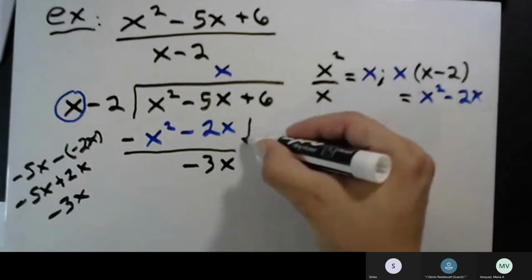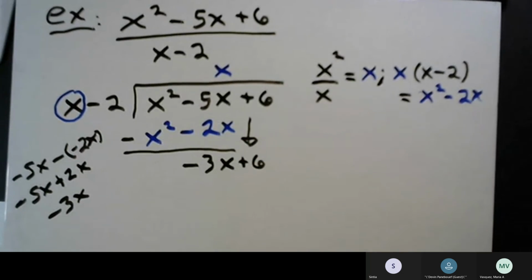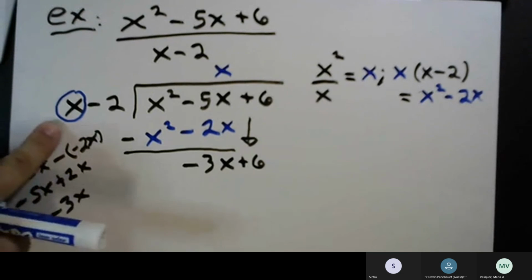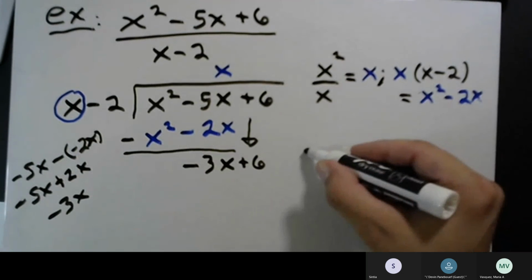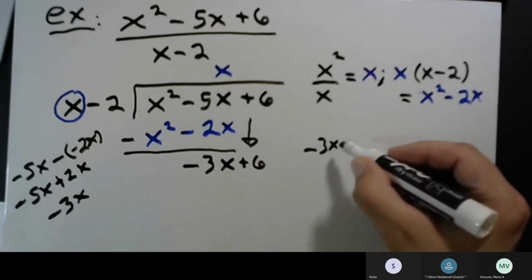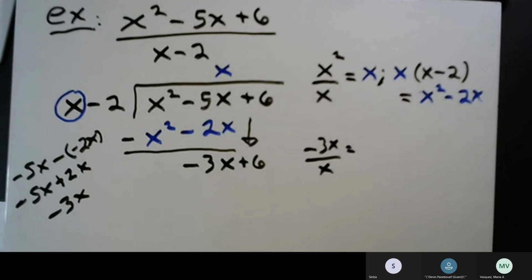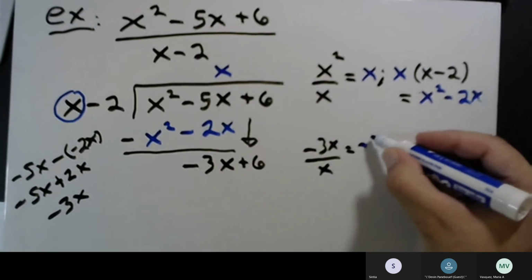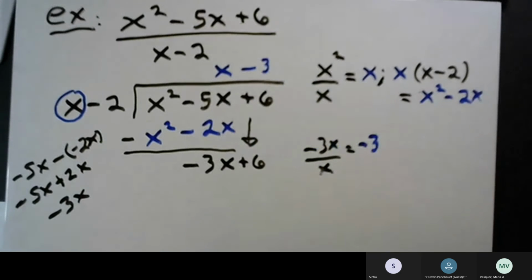Almost done. Bring down the 6. And that is our first round of polynomial division. Now we go for the second. Now this is going into this first term. Well, negative 3.